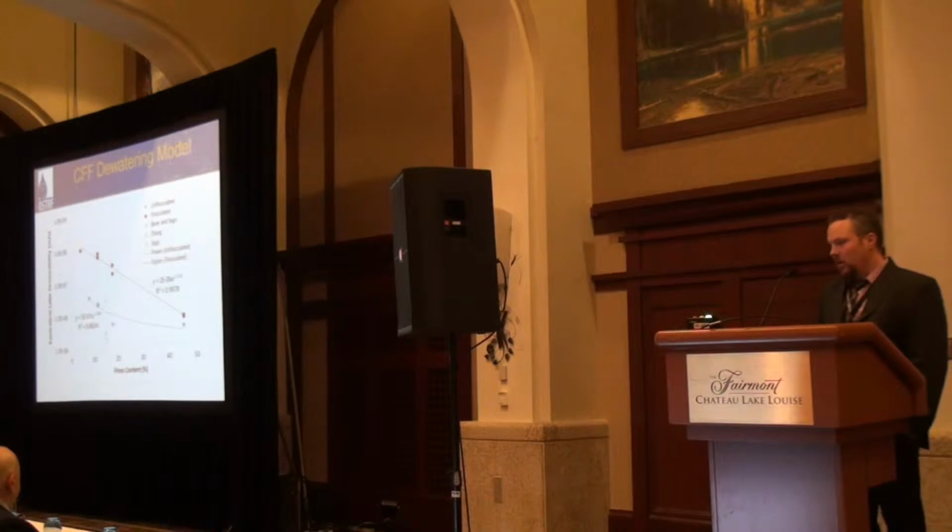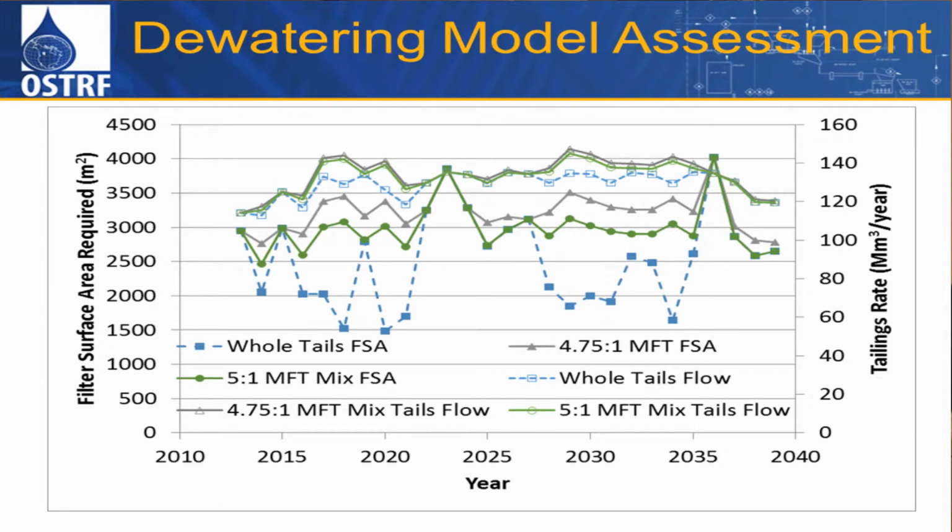So using that model, I ran the tailings simulation, and we specified that our target solids content coming out the end of our Crosswell filtration would be 75% solids. What you see on this axis is the required filter surface area. If we look at that dashed line, this is whole tailings being filtered, and we can see that required surface area ranges from like 1,500 square meters to over 4,000 square meters. So it's a huge range.